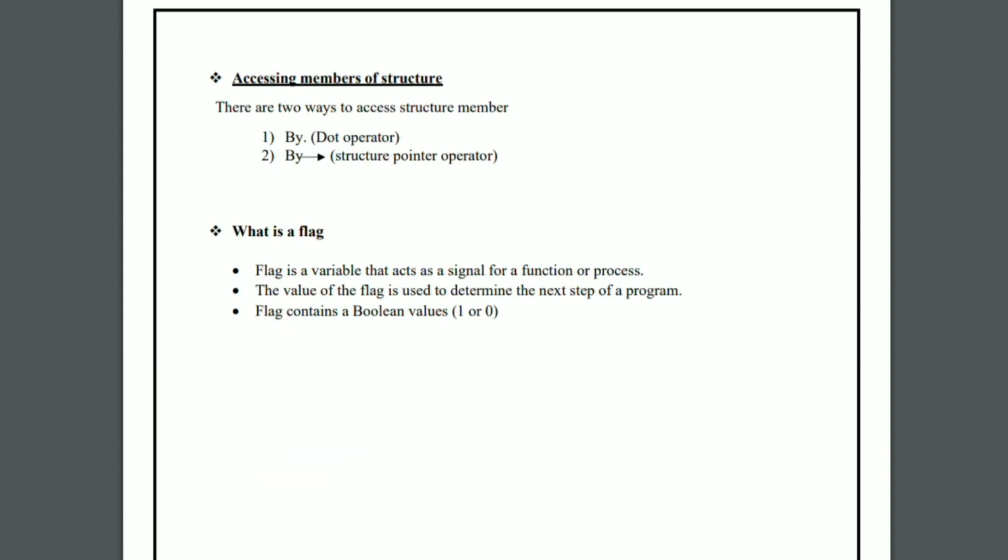Accessing members of a structure. There are two ways to access a structure member. First, by the dot operator. Second, by the structure pointer operator.